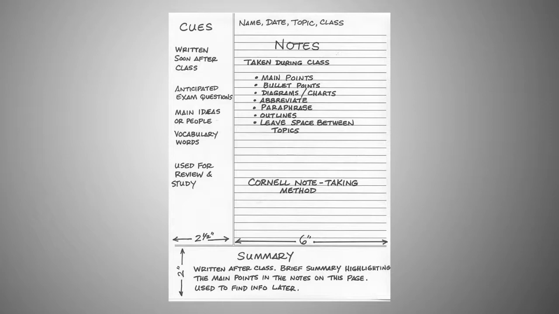You have the cues section, the main notes, and the summary. The main notes are taken during the lecture. Cues are typically written 24 hours after the lecture, as well as a summary, which is basically a reflective writing that helps to clarify the information that you've learned.